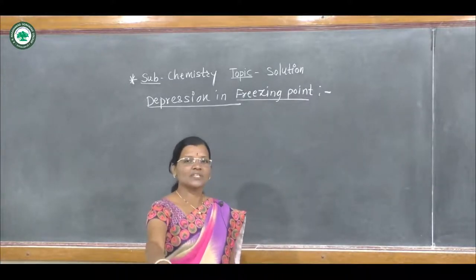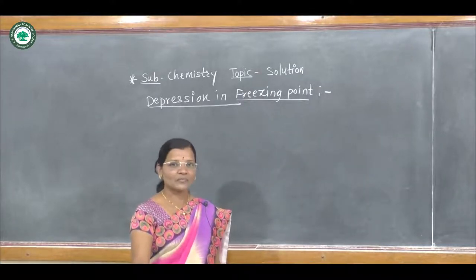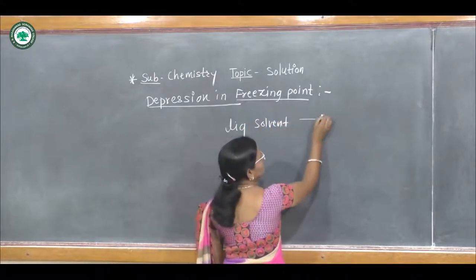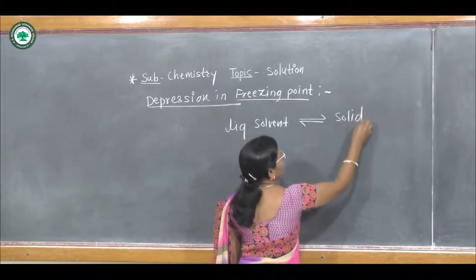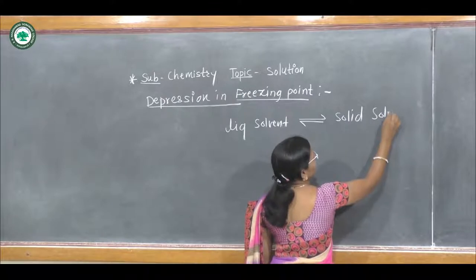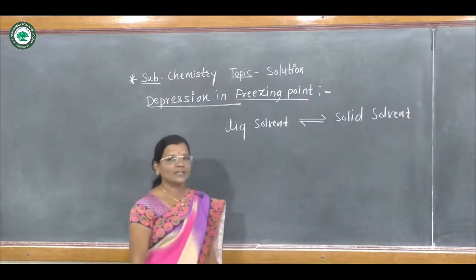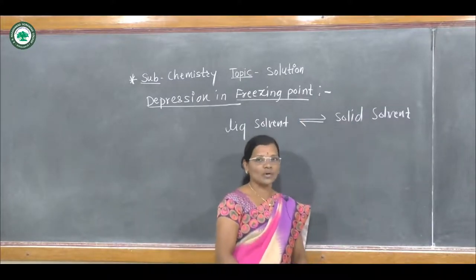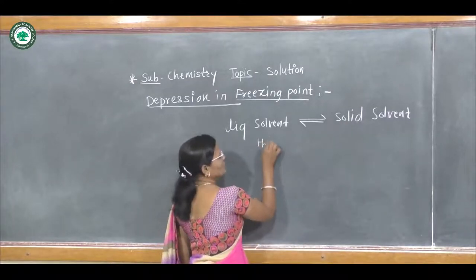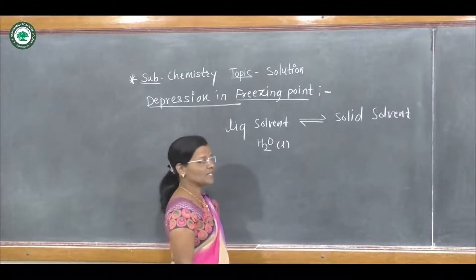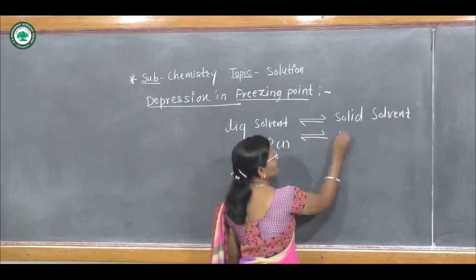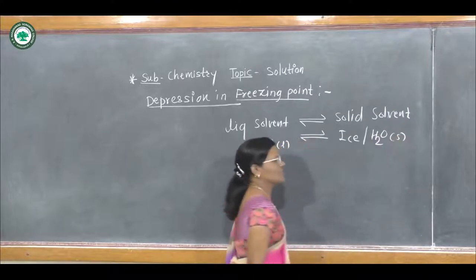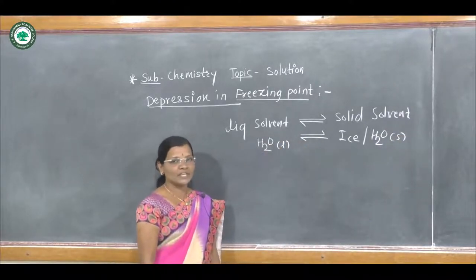Now let us define depression in freezing point. It is the temperature at which a liquid solvent is in equilibrium with its solid state, that is, the solid solvent. For example, if we consider water in liquid state, when it forms equilibrium with ice, that means water in solid state, the temperature is called the depression in freezing point.